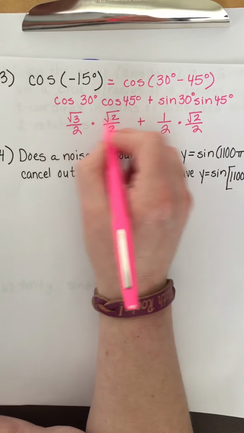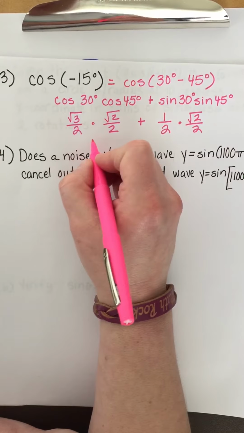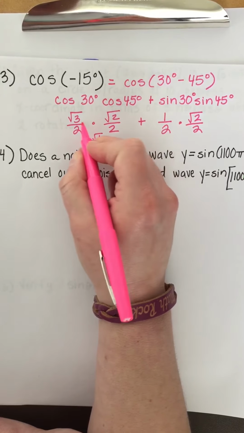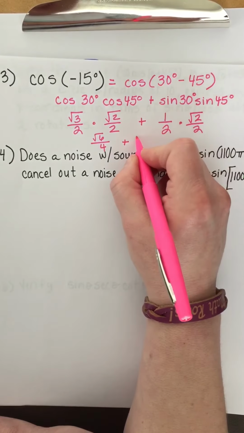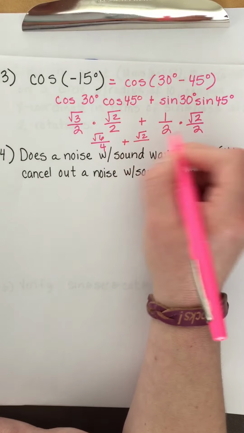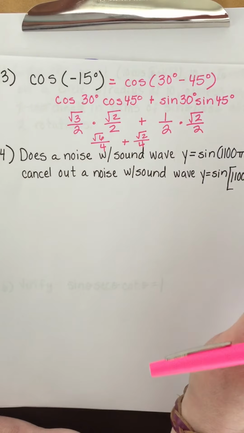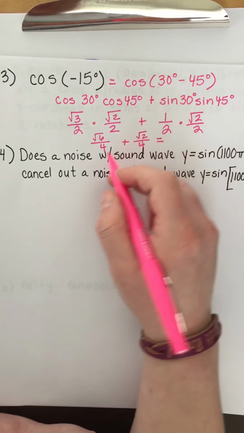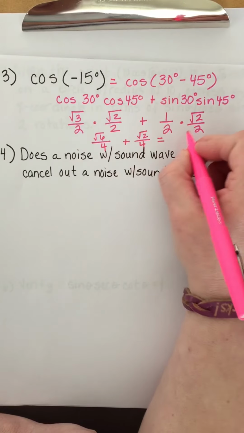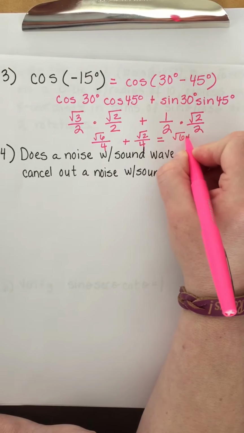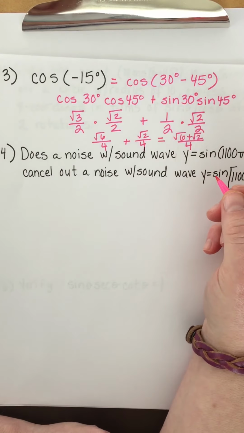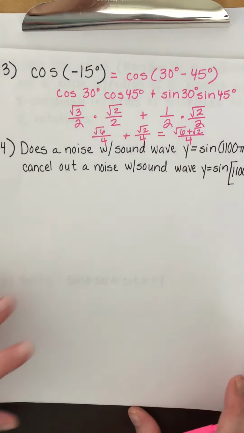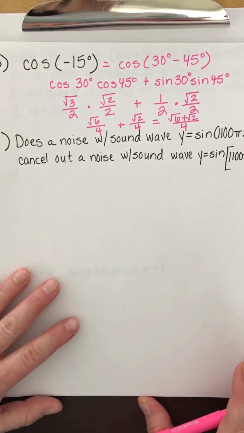I'm going to simplify, so this will be the square root of 6 over 2 times 2 is 4. And then 1 times the square root of 2 is the square root of 2 over 2 times 2 is 4. We just go straight across when we multiply fractions. And again, I'm going to write the numerator as one expression, so the square root of 6 plus the square root of 2 over 4. And that's it.